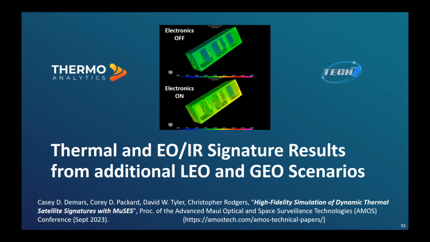So now that I've shown at a high level how we can incorporate both active solar panels and active battery cells, I want to show some interesting thermal and infrared results by applying this methodology to a LEO and a GEO scenario. And these are some excerpts of our AMOS paper that we presented in Maui in September this year.